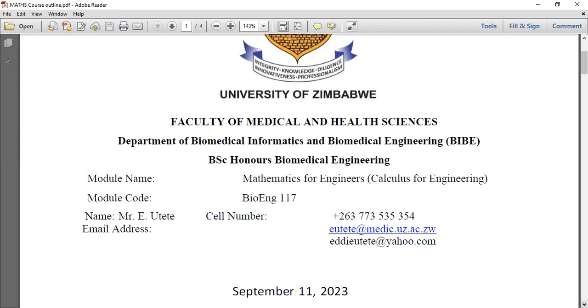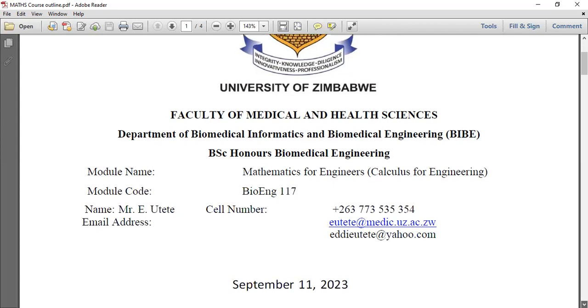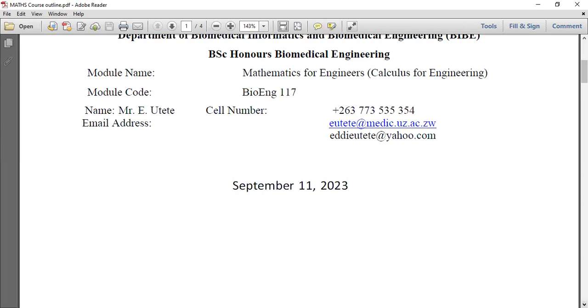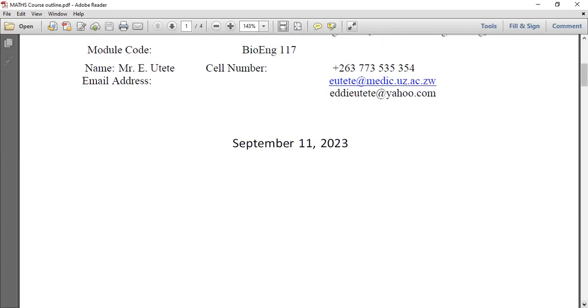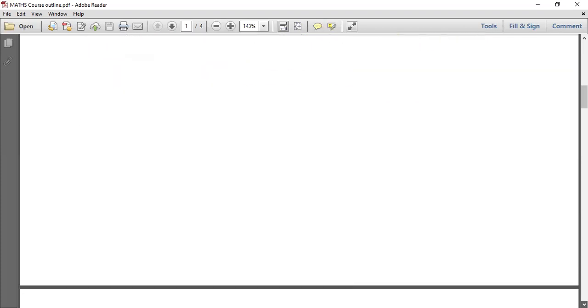And also make sure you do the coursework. There is an in-class test and an assignment. Make sure you submit to me through my email address. There is my email address. Usually use it for submission of your coursework. Do that as soon as possible because the other group has already submitted.